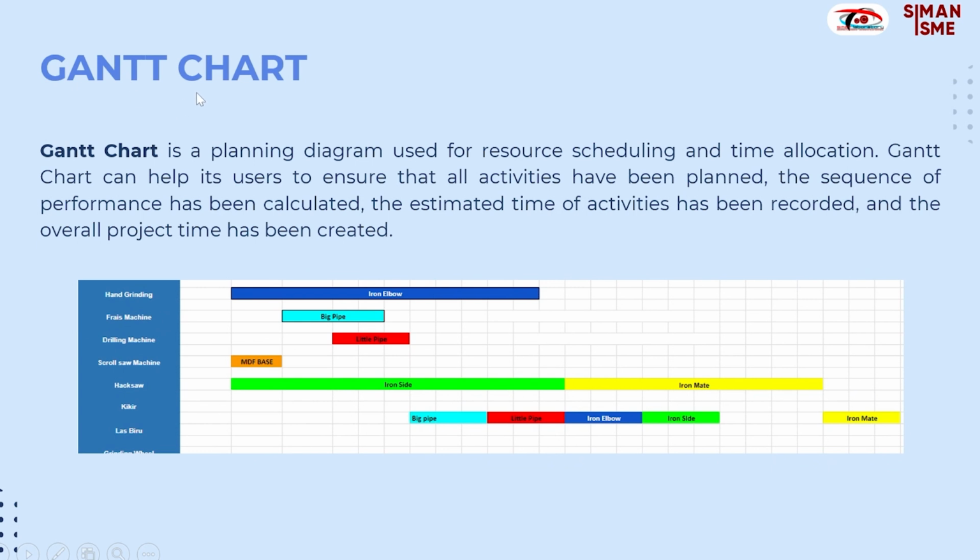Okay, the last one is the Gantt chart. It's a planning diagram used for resource scheduling and time allocation. A Gantt chart can help its users to ensure that all activities have been planned, the sequence of performance has been calculated, the estimated time of activities has been recorded, and the overall project time has been created.